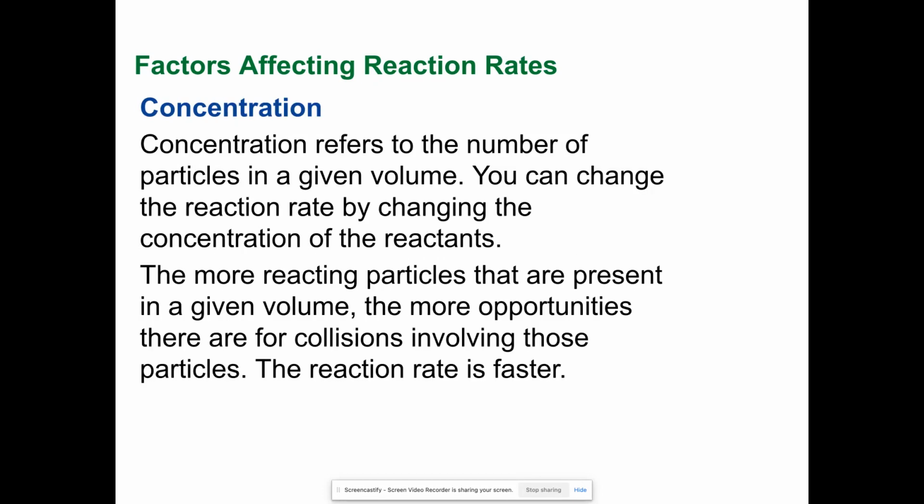Concentration. This refers to the number of particles in a given volume. You can change the reaction rate by changing the concentration of reactants. The more reacting particles that are present in a given volume, the more opportunities for collisions involving particles. The reaction rate is faster.